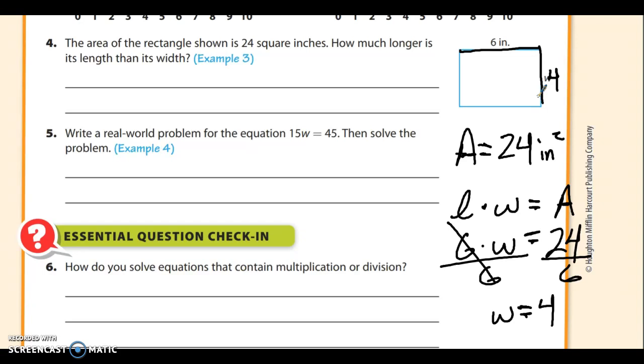So if you write here the width is 4, that's not exactly right because that's not what the question is asking. It's a two-part question. The question then says how much longer is its length than its width. And the difference between the length and the width is 2 inches.